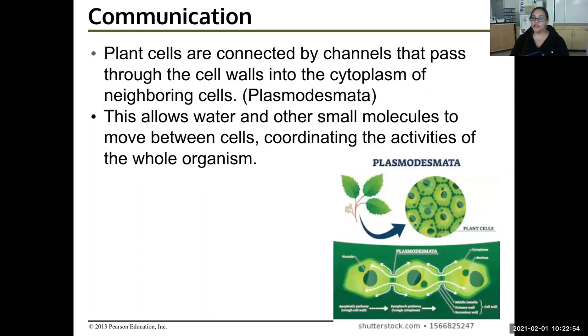Communication. Plant cells are connected by channels that pass through the cell walls into the cytoplasm of neighboring cells. Those channels are called plasmodesmata. This allows water and other small molecules to move between cells, coordinating the activities of the whole organism.